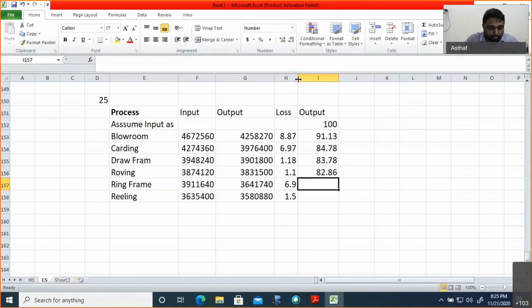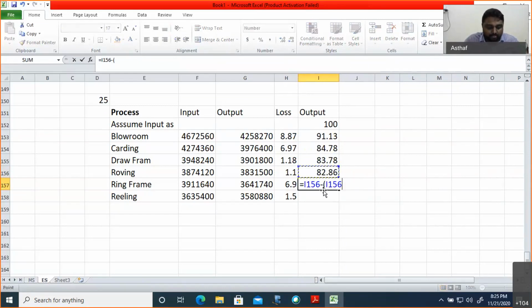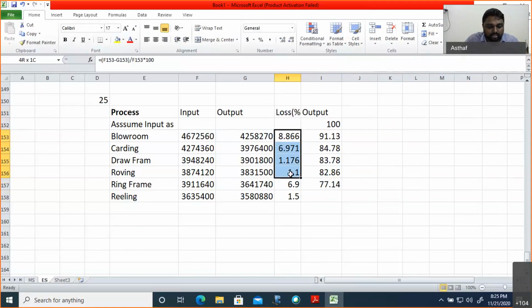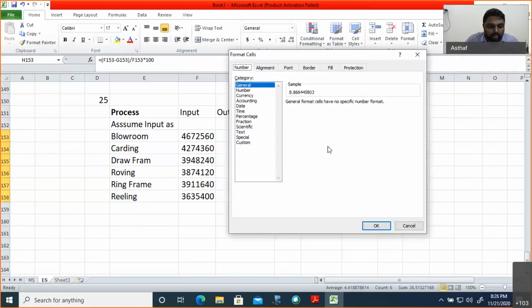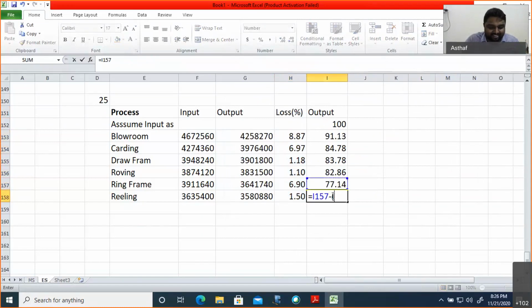So what will that be? 80. Next step, the same process, 6.9%. Everywhere we have to take percentage because the loss is in percentage. So you have to take it in percentage. Last but not the least, 75.98.